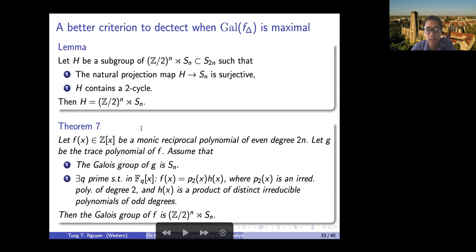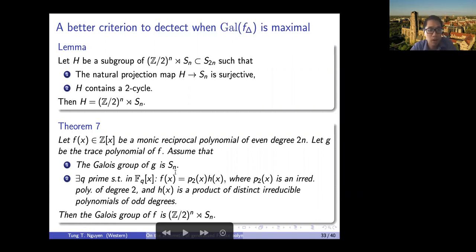So if f is a monic reciprocal polynomial of even degree, and g the trace polynomial of f, we assume that the Galois group of g is S_n, and there exists a prime number q such that when you factor f mod q, it is a product of quadratic polynomials, and h(x) is a product of distinct irreducible polynomials of odd degrees. So the conclusion here is that the Galois group of f is exactly this semi-direct product.